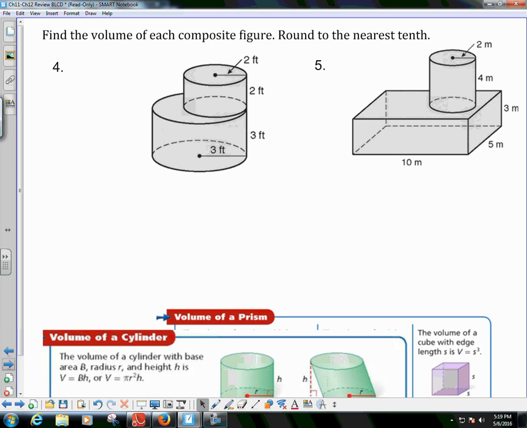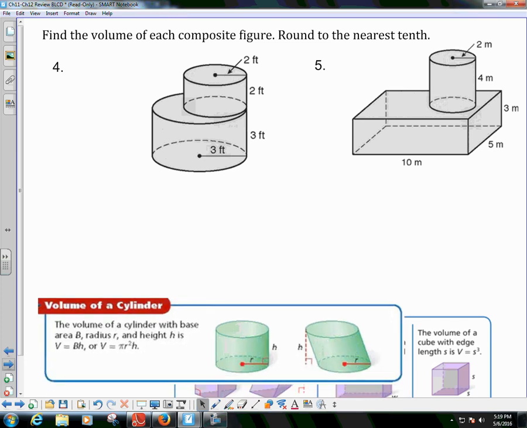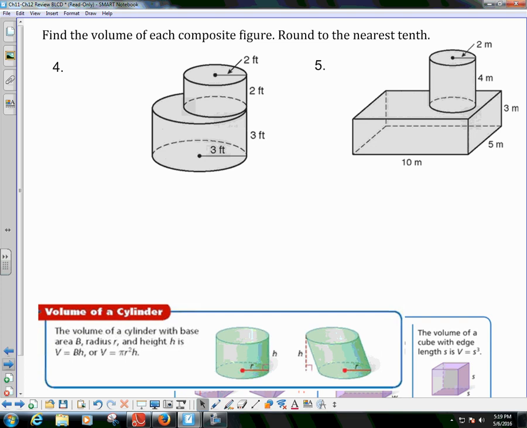All right, now I've got these composite shapes. So I need to find the volume of each composite figure. So for number 4, I need to find the volume of the cylinder on top and add to that the area, no, the volume of the cylinder on the bottom. So here's my volume formula. We'll use this. So I'm going to say the volume of the top cylinder is pi r squared. R is 2, so 2 squared. And my height is also 2.